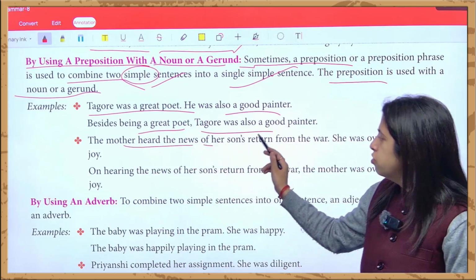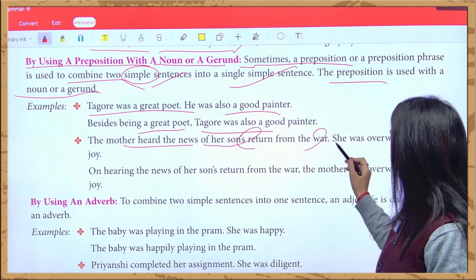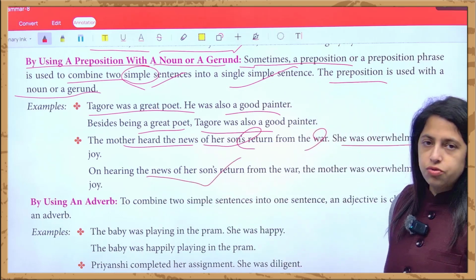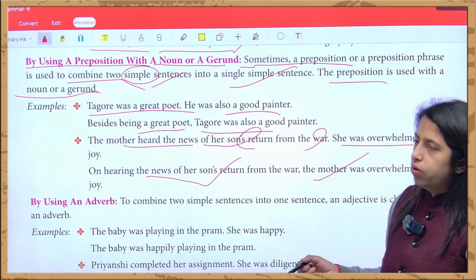Mother heard the news of her son's return from where? From the war, and she was overwhelmed with joy. On hearing the news of her son's return, the mother was overwhelmed with joy.